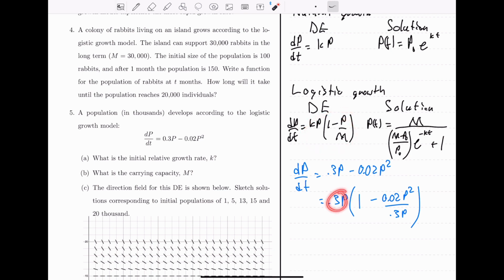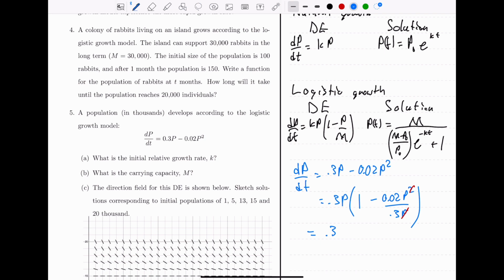We have something times p times 1 minus something, and we still want to write this expression as p over M. Well, we can cancel a p in the numerator and denominator. So I have 0.02p divided by 0.3, but I want to have just p divided by M. So I need to move this constant of 0.02 downstairs. I can do that if I divide in the denominator by 0.02. So I can move something from the numerator to be in the denominator of the denominator. So this looks like this.